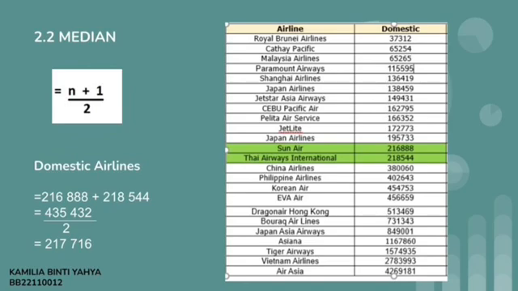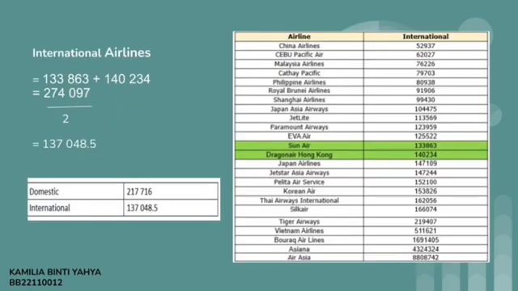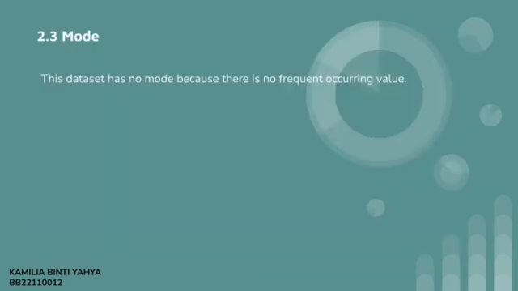For domestic airline, we get 217,716. Meanwhile, for international airlines it is 137,048.5. In comparison, domestic is higher than international. For mode, this dataset has no mode because there is no frequently occurring value.